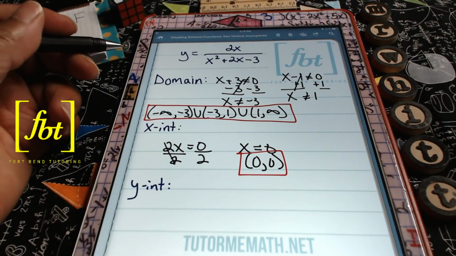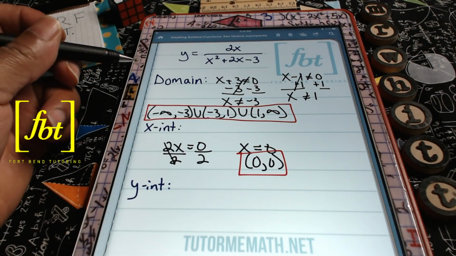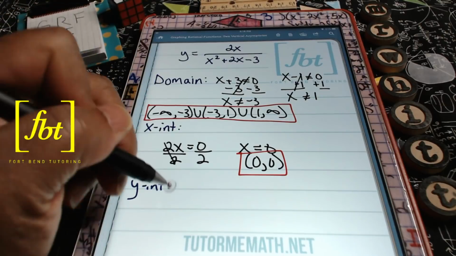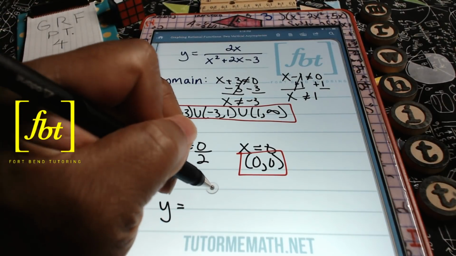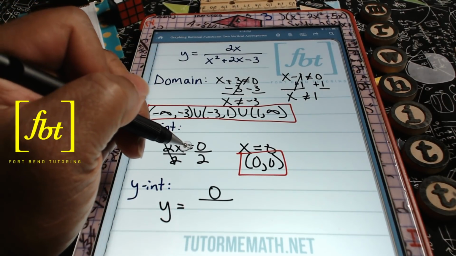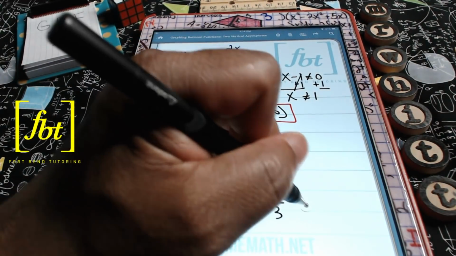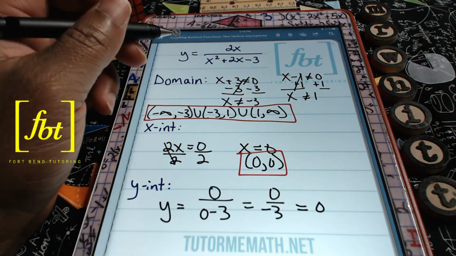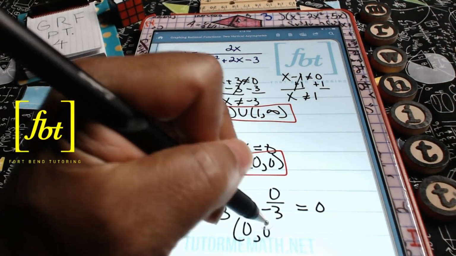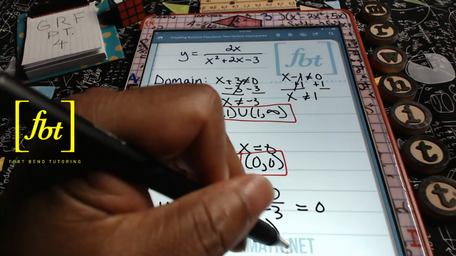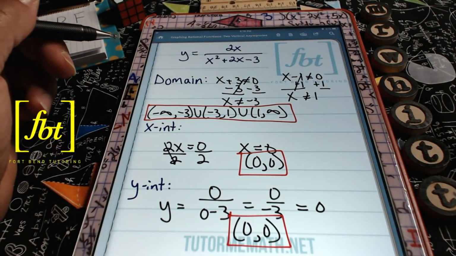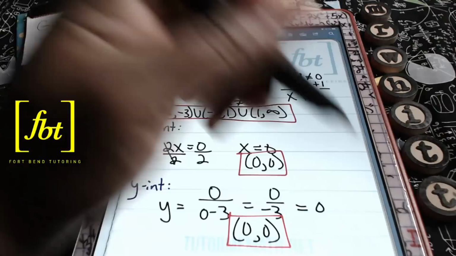Then for the y-intercept, you would be plugging in 0 for x and solving for y. So I would have 0 in the numerator over 0 squared plus 0 minus 3 in the denominator, which is just 0 over negative 3, which is 0. So (0, 0). The origin is the y-intercept as well as the x-intercept, one and the same. Moving on.